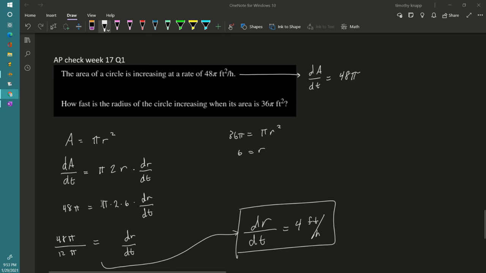So I'm going to divide by 12. This is 2 times 6, which is 12 pi. So I divide it over. These pi's cancel, and 48 divided by 12 is 4. So dr/dt is 4. And I went ahead and added in my units. It looks like it's going to be feet per hour.